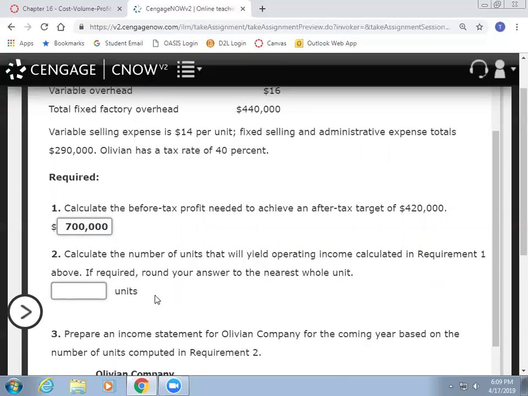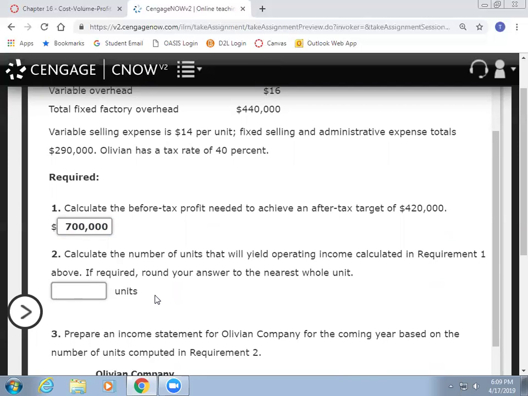So total fixed costs would be 730,000 plus the target profit of 700,000. Okay, and we would divide that by our contribution margin. Well, we have to calculate that, right?